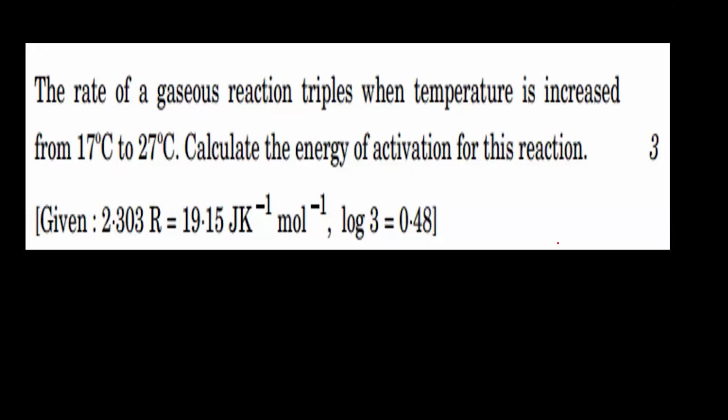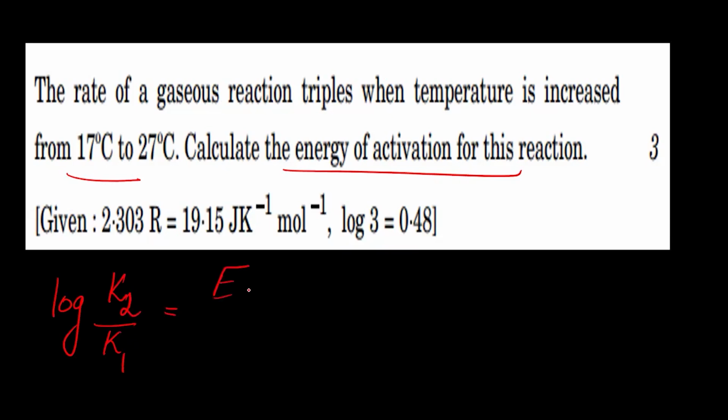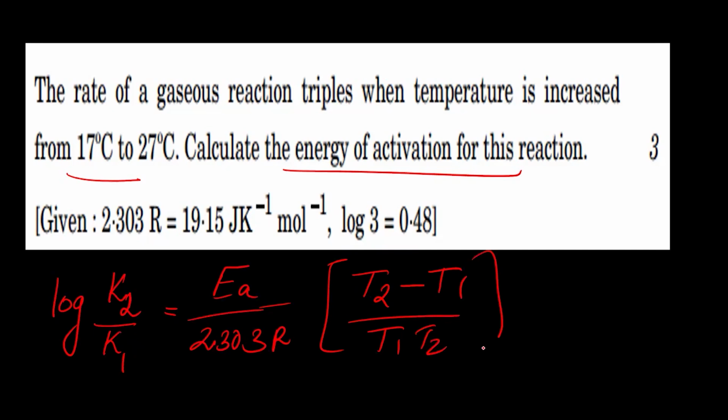A rate of gaseous reaction triples when the temperature is increased. So this is a reaction. This is a question related to temperature and activation energy. Directly you can write down the equation relating rate constant: log K2 by K1 is equal to activation energy EA by 2.303 times (T2 minus T1) by T1 T2. Okay, this is the equation.